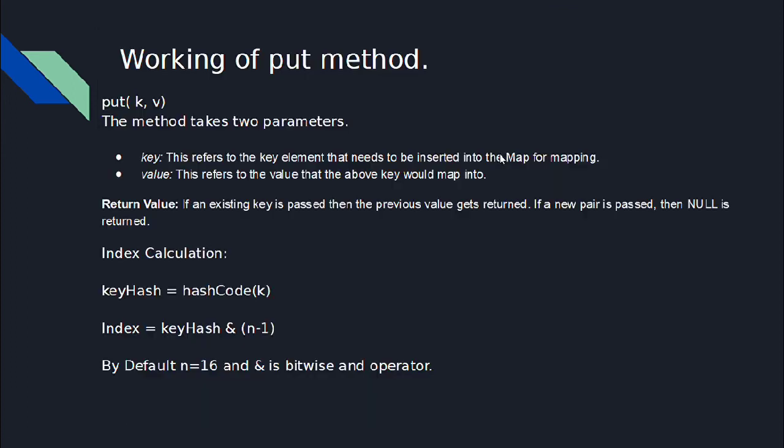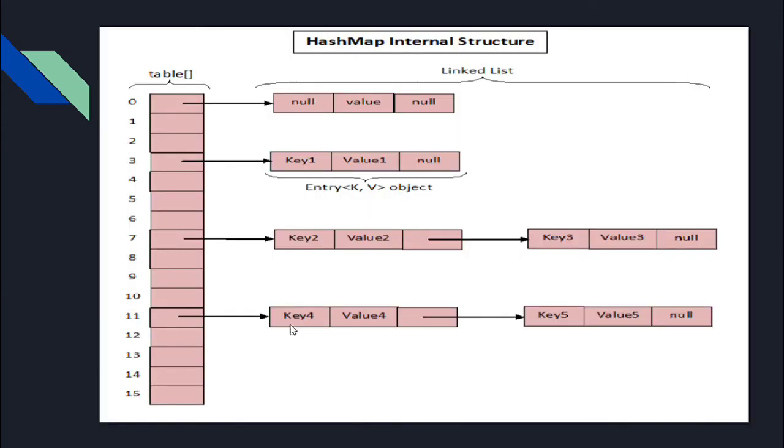Now I pass key 2 to the same function. We calculate the hash code, then we calculate the index, and the index turns out to be 7. And we populate that particular node with key 2, value 2, and next node null. Then we pass key 3.